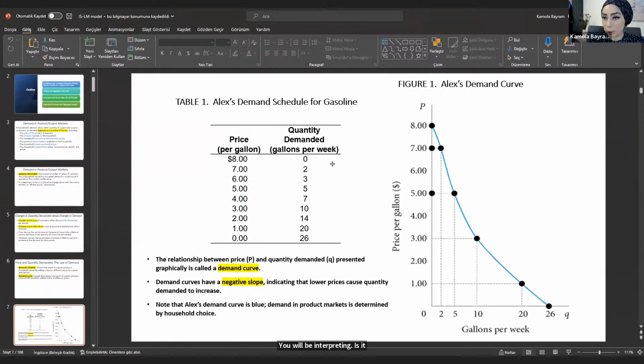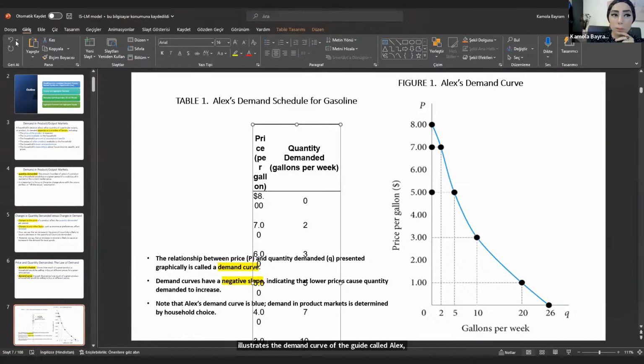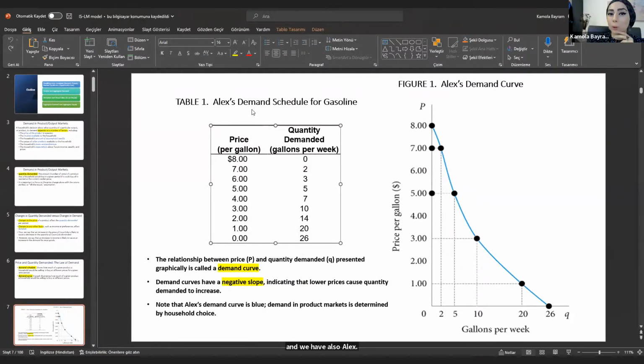Now, coming to the most interesting part, to figure 1, which illustrates the demand curve of the guy called Alex. And we also have Alex's demand schedule. So this one is the demand schedule. Meanwhile, this is the demand curve. When I'm talking about the demand curve, it means I'm talking about the graph. But the schedule is more of a table. Basically, the curve is a graphical illustration of the schedule.